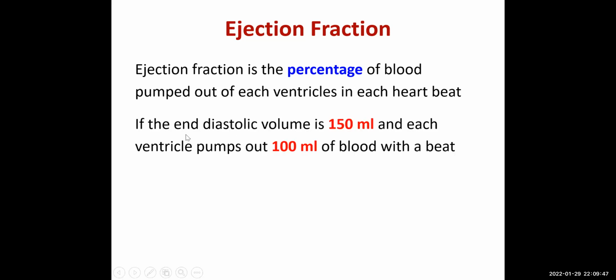Now I've got a question for you. See, if the end diastolic volume is 150 ml and the ventricle pumps out 100 ml of blood with a beat, you know, the amount of blood that is pumped out is known as stroke volume. So what is the stroke volume in this case?